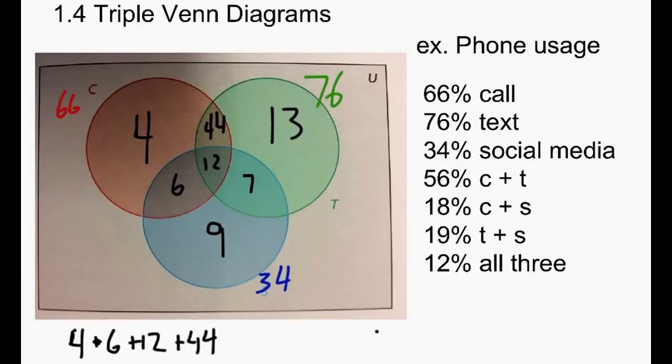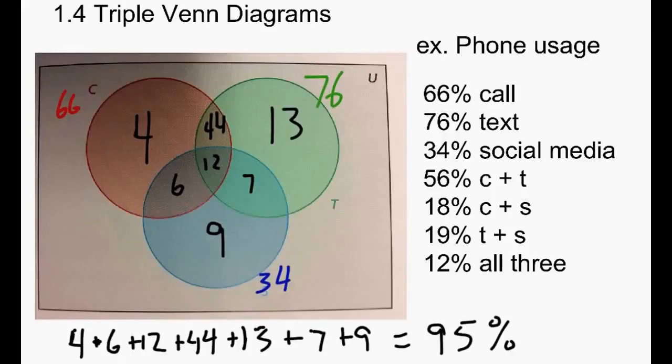So every little black number in the circles there, so 13, 7, and 9. My pen's not working very good. Okay, so we add all of those up, we end up getting 95. And this is percent. So what does that mean? That means then all of our total circles adds up to 95%.